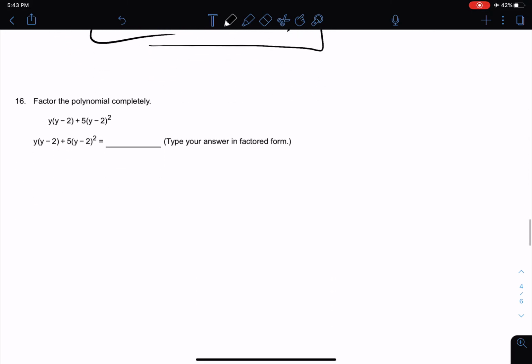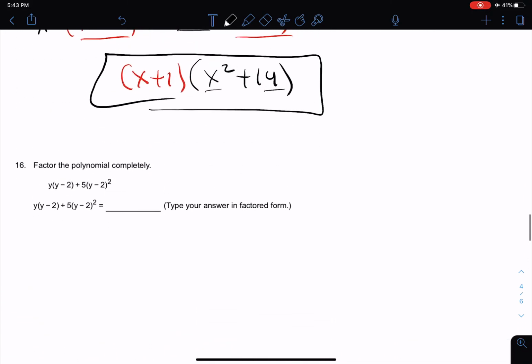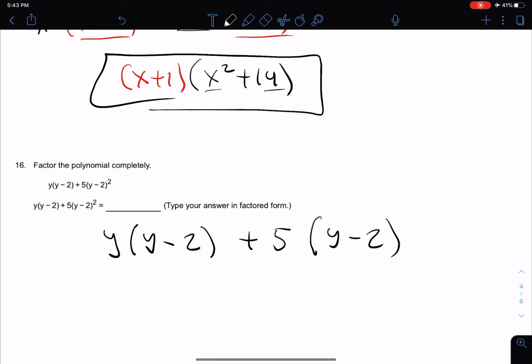And number 16 is our last problem. It's already sort of grouped for us. Most students who first start a problem like this, because we're going to factor the polynomial completely, make the mistake of starting to multiply everything. Although that might work out in this case, you're going to square. You still could do it that way, but you're just making a big mess out of it.